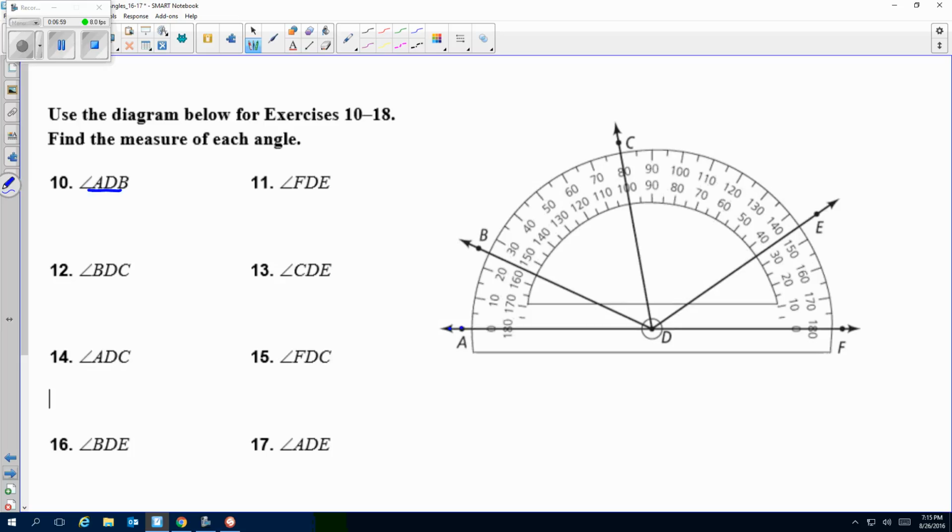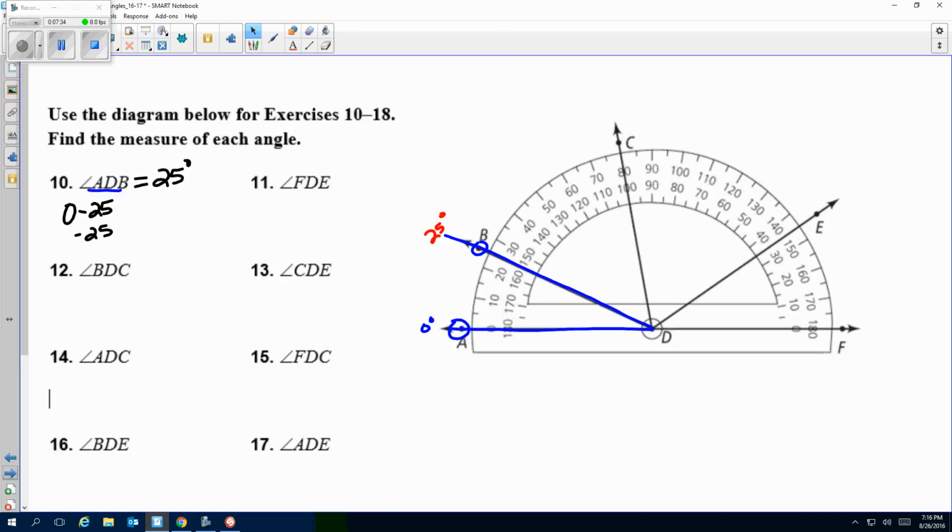So we have angle A to D up to B. So what I need to do is find the degrees at A and the degrees at B. The degrees at A happens to be 0 degrees because it goes through 0. The degrees at B is between 20 and 30, so that would be 25 degrees. So if I want to find the measure of that angle, I'm just going to subtract them. Well, 0 minus 25, yeah, I know it's a negative 25, but our measure is always going to be positive, so that is 25 degrees.